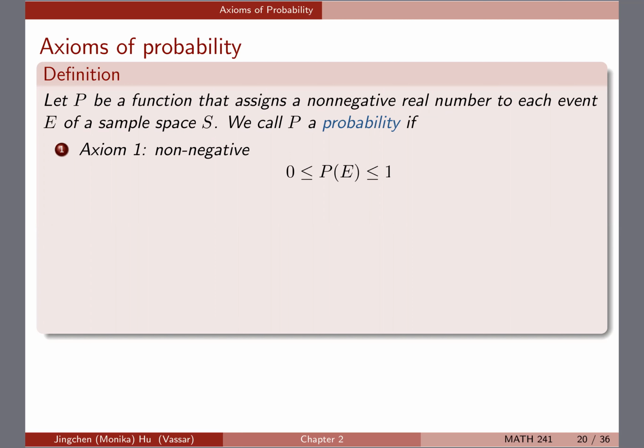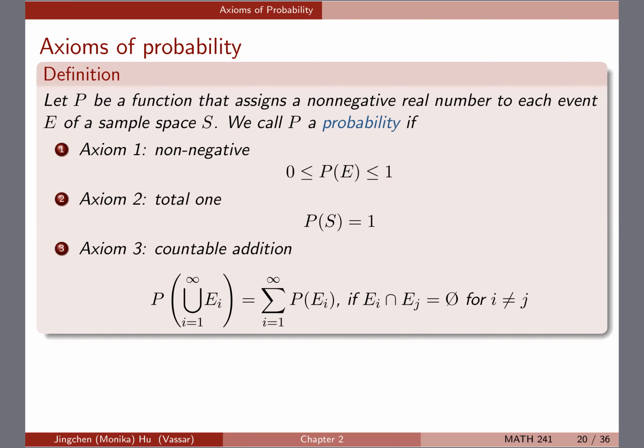First of all, non-negative. As you can see here, the probability of event E should be bounded between 0 and 1. It can be 0 and it can be 1, and it can be anything in between. The second axiom is that the total should be 1. In our notation here, because the total is the sample space, which includes all possible outcomes, we use P of S equals 1, and that is the total 1.